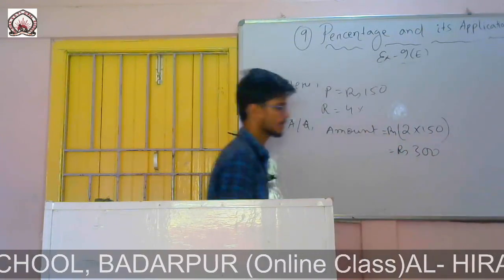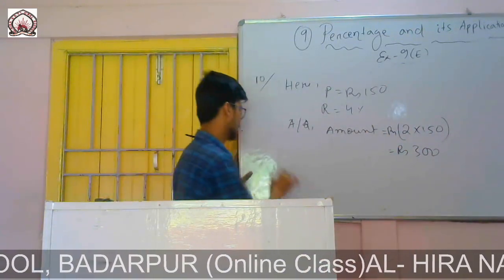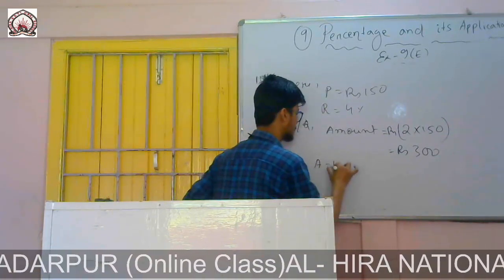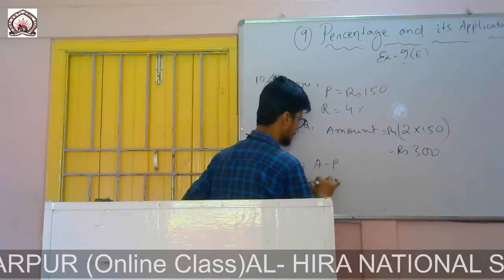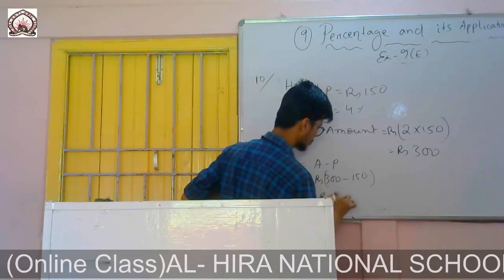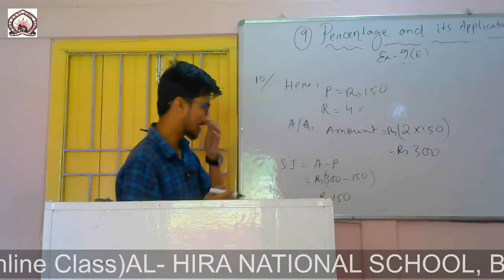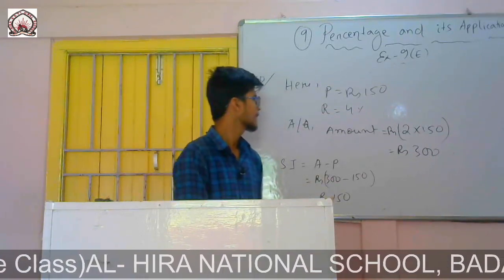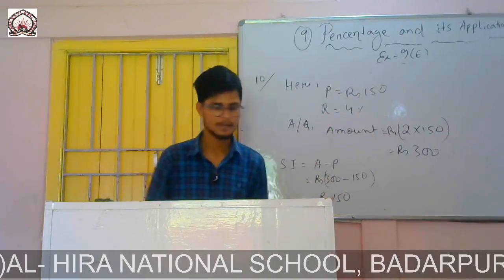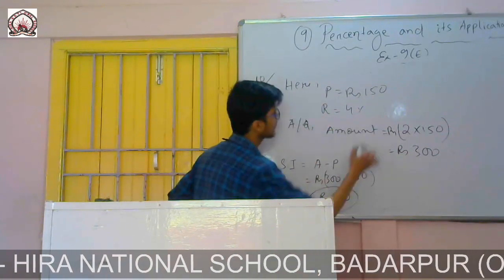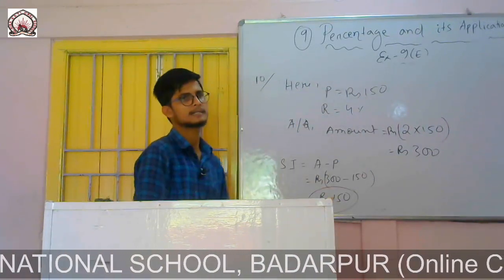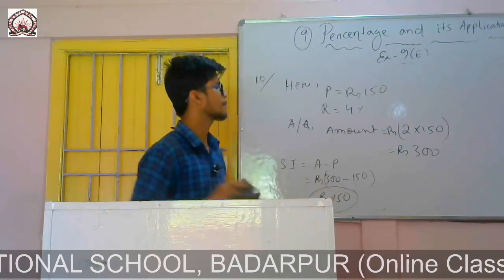So this is the amount. So from the amount I can directly find SI. SI will be equals to amount minus principal. Amount is rupees 300 minus 150, which will be equals to rupees 150. So this is the SI. SI it is 150, amount it is 300 and principal also 150 and rate it is given. So now I got SI, there it is principal, there it is rate. So I can easily find the time. We know the formula, SI equals to PRT by 100.